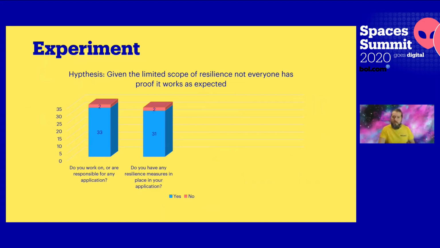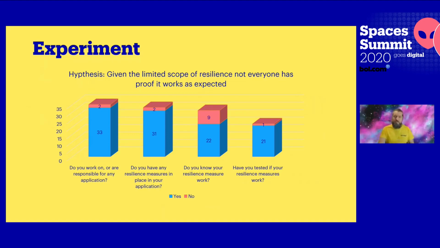So then I got down to the nuts and bolts. I asked them, do you actually know that your resilience measures work? Well, I lost about a third of what's left. 9 out of 31 had to say, no, I actually don't know that they work. And then I went a little bit deeper. I probed a bit. I asked, did you actually test them? Well, luckily most people did, but still we lost another person here. So all in all, this is quite clear proof that even with a limited scope of resilience, not everyone has actual proof that it works as expected. So I'd say my experiment is a success.